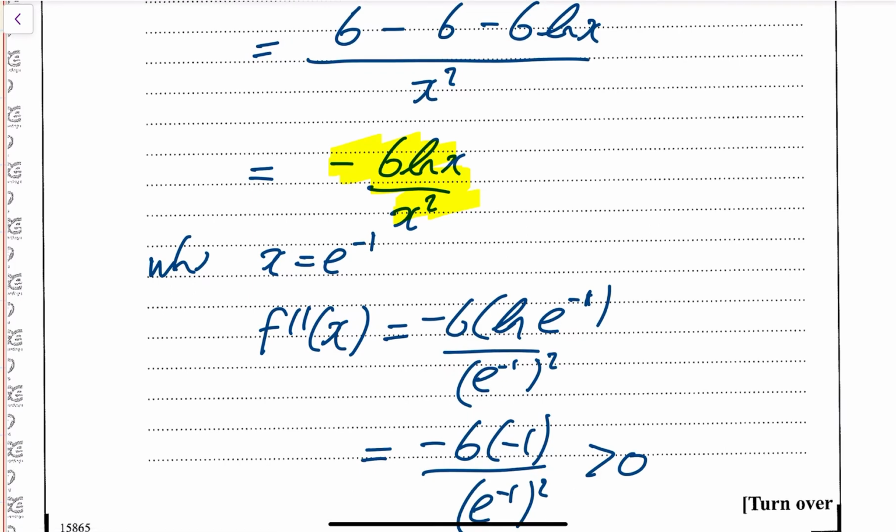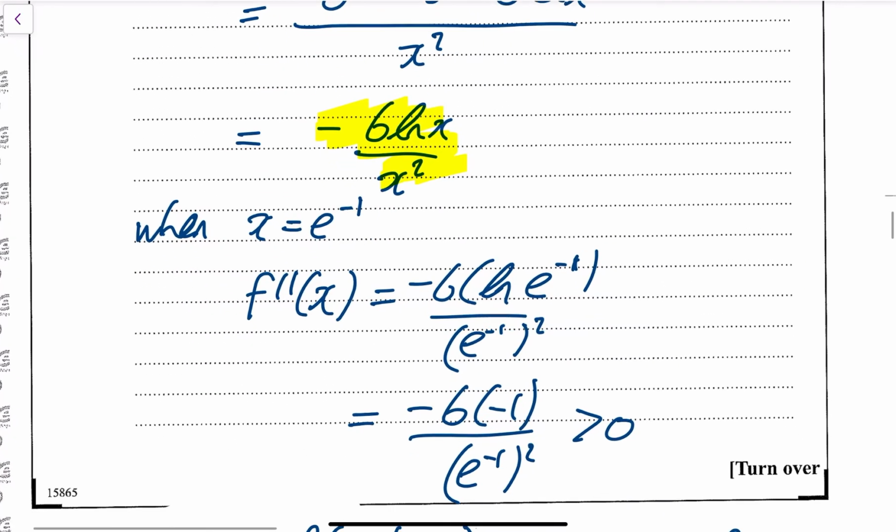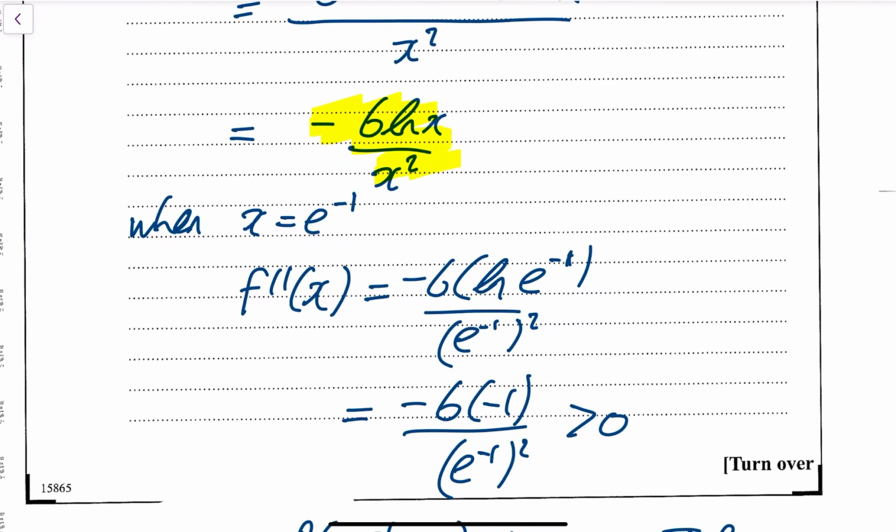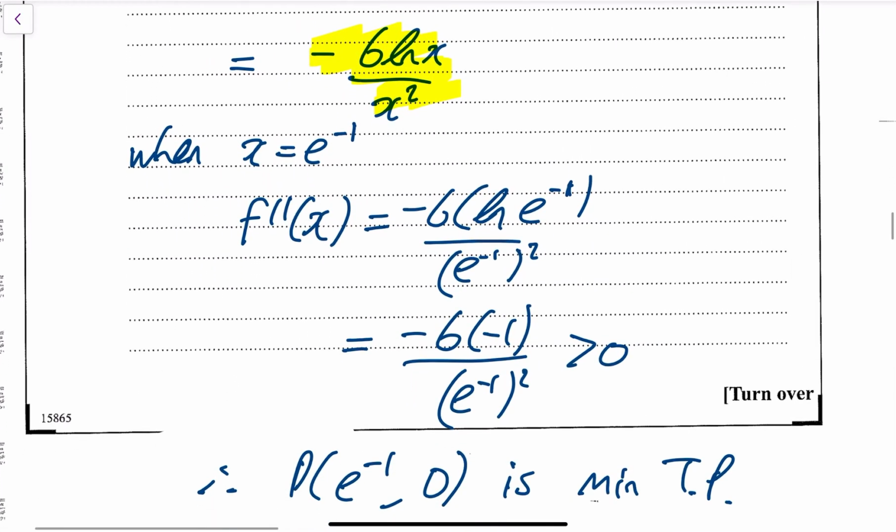So what that should say there is, when x is equal to e to the minus 1, put that in: minus 6 ln e to the minus 1 over e to the minus 1 squared. Ln of e to the minus 1 is just minus 1. So minus 6 times minus 1 on the top line is positive. E to the minus 1 squared is positive. So it's greater than 0. That shows you it's a minimum. So your point e to the minus 1, 0 is a minimum turning point.